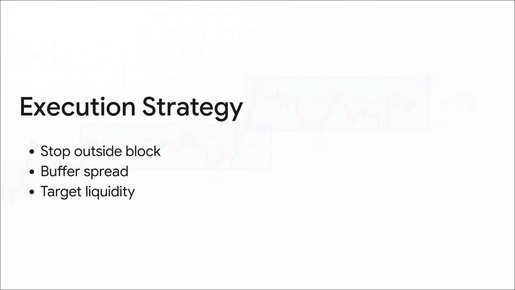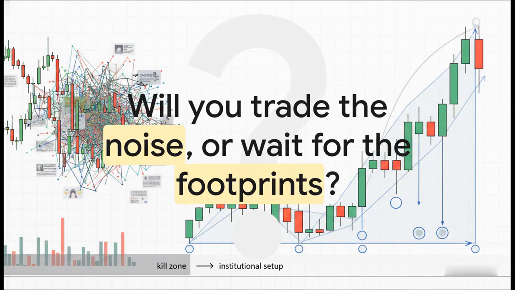If your setup is valid, smart money is going to defend those levels. From there, you just target the opposing liquidity pools for your exit. All right, you now have the complete silver bullet playbook in your hands. Let's say the market opens in an hour. Are you going to jump in and trade the chaotic noise, or are you going to be patient and wait for those clear institutional footprints?